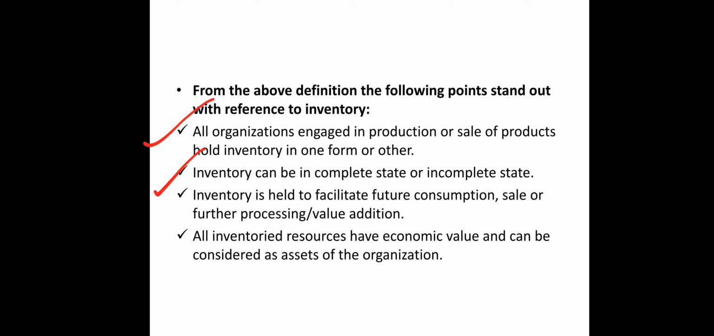Complete state means whatever material they require may be in storage, or sometimes a hub of material required for the production process. Then inventory is held to facilitate future consumption, sale or further processing. So why is inventory held? It may be held for future consumption, sales or processing. And all inventory resources have economic value and can be considered assets of an organization. It is very obvious: inventory has economic value and can be treated as an asset of an organization.